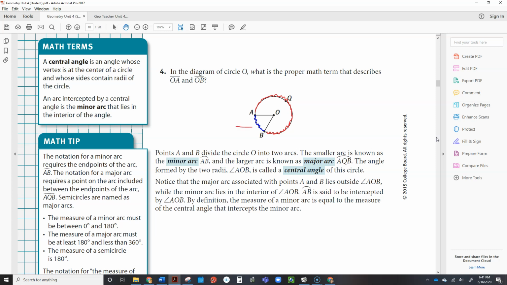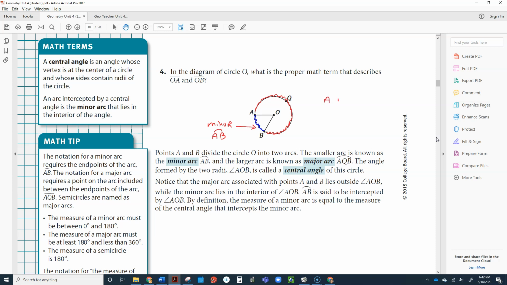So this one right here is the minor arc. We only need 2 points to name that, and we put a little curved line on top. That's the symbol for arc. So minor arc AB.